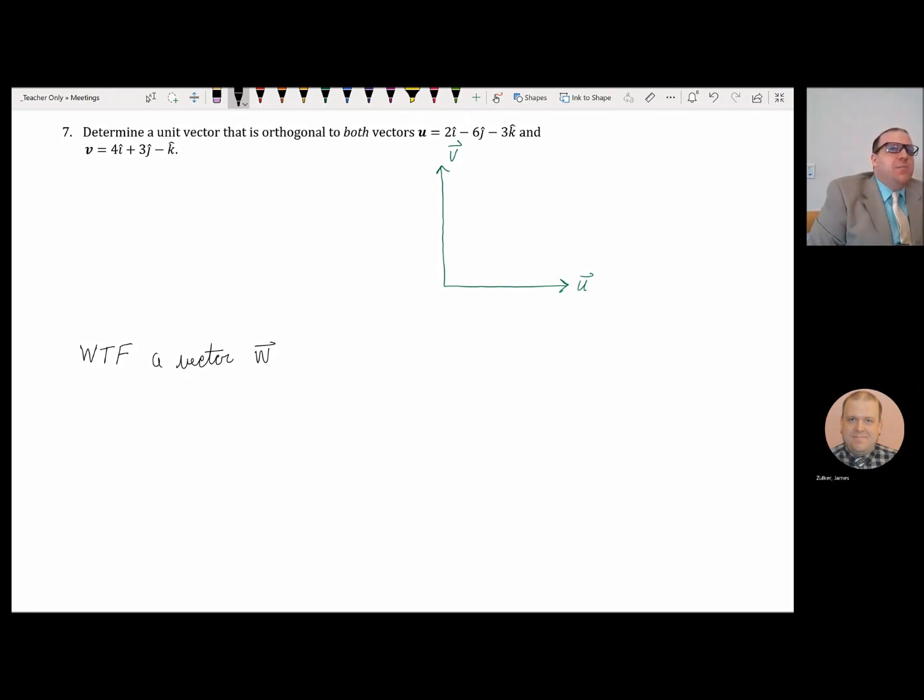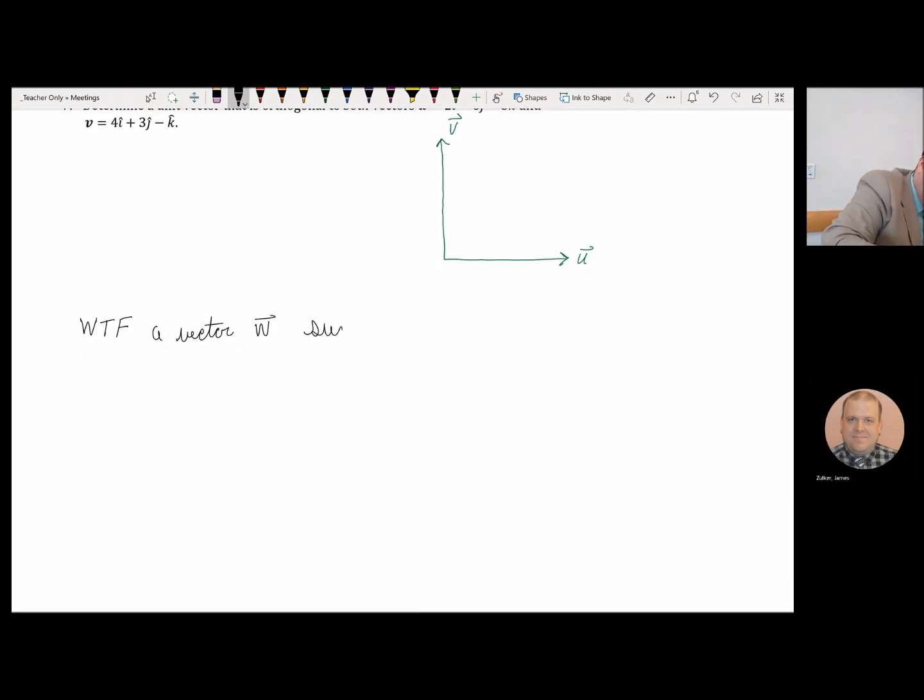We want to find a vector W just to start. We can convert it to a unit vector later. Such that U dot W is equal to 0 and V dot W is equal to 0. There is a simpler way of finding this, but we haven't studied that operation in this class yet, so we don't get to use it. So yes, we're going to have to do this the hard way.